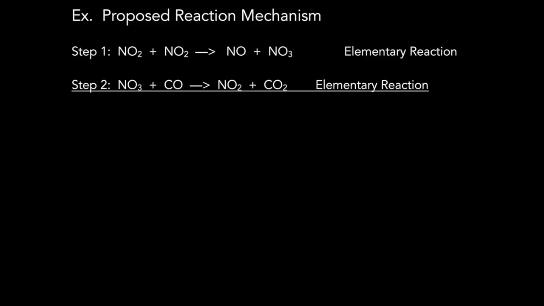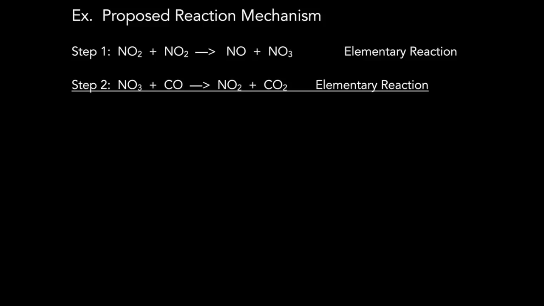So let's look at this mechanism. Now, if you notice, you have 2 elementary reactions. Okay? The first step, that first elementary reaction, is bimolecular because you have 2 molecules there, and the second step is also bimolecular. And so let's actually look at the reaction that these 2 steps add up to. So each of these elementary steps will add together to form your overall reaction.